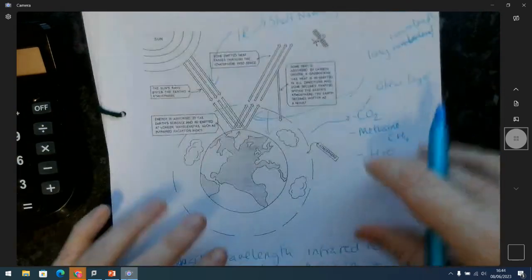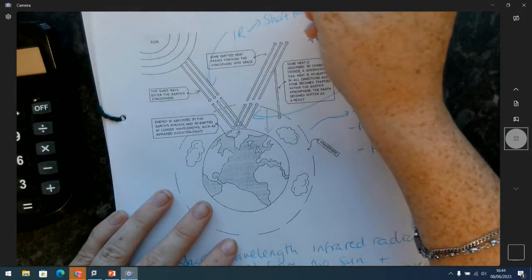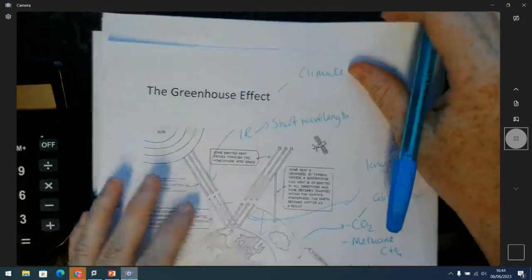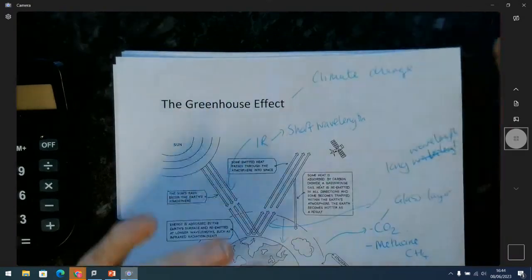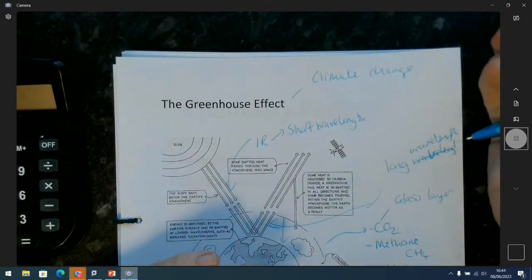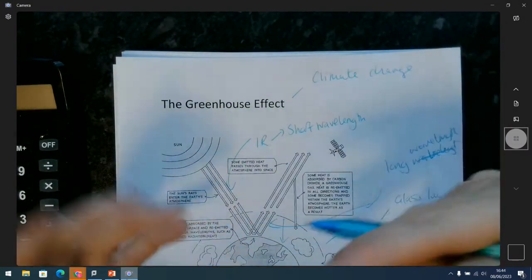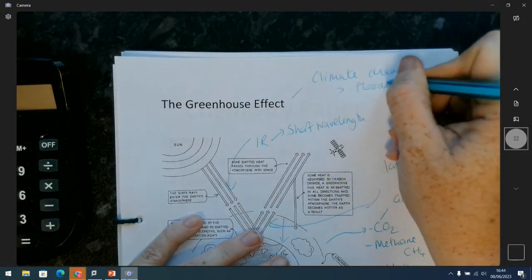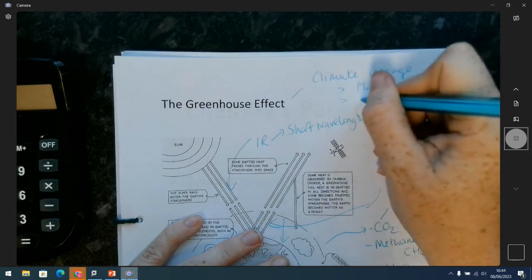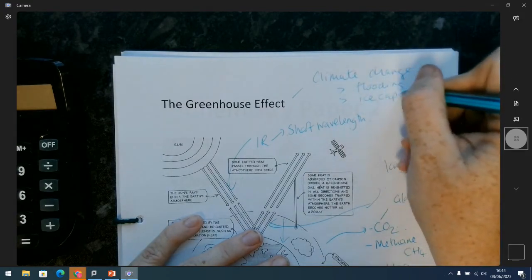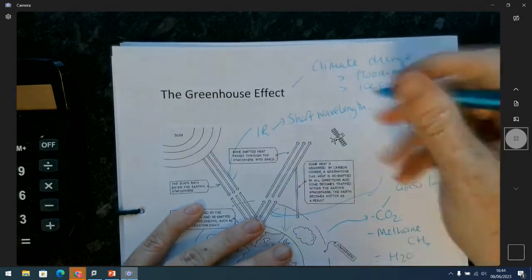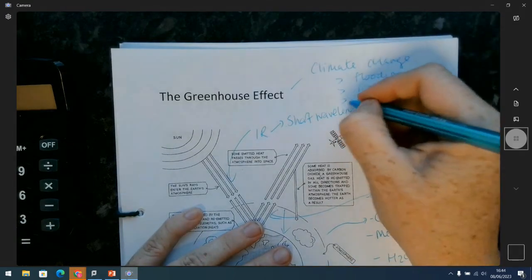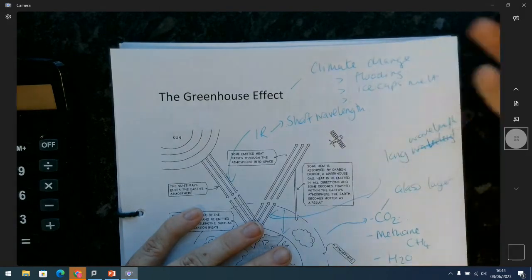Now, that then can lead to climate change, which is where the planet is getting warmer, and you have to then be able to describe the impact of the greenhouse effect. So we know that it's causing flooding. We know that it's causing ice caps to melt. This is where you have a bit of an overlap with biology, actually. So ice caps melt, and we know that it causes damage to habitats.